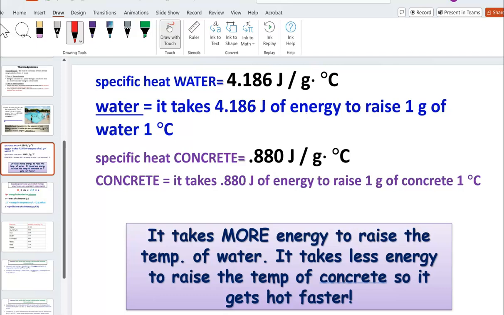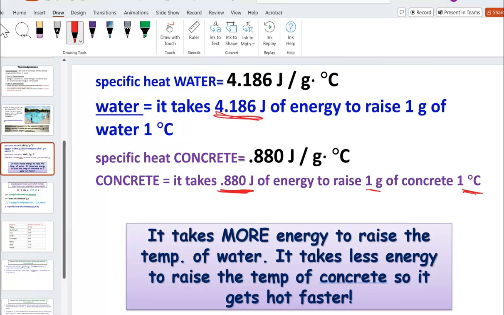So this means that concrete takes not even 1 joule of energy, less than 1 joule of energy, to raise 1 gram of concrete 1 degree Celsius. So that means it takes a lot less energy for the concrete. It takes a lot less energy to raise that concrete 1 gram by 1 degree Celsius.